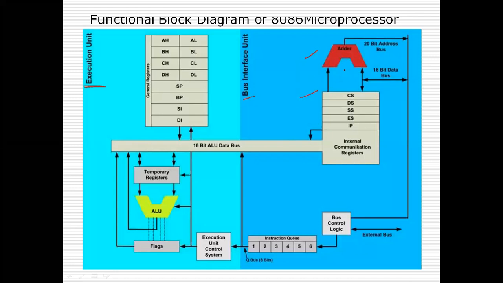Each functional unit in turn consists of different functional units. Look at address generation unit, segment registers, instruction pointer, bus control logic, instruction queue. These are all the parts of the bus interfacing unit. Now what are the parts of the execution unit? The parts of the execution unit are the general purpose registers, and the other registers: pointer registers, index registers, arithmetic logic unit, flags. These are the sub-functional units of the execution unit.